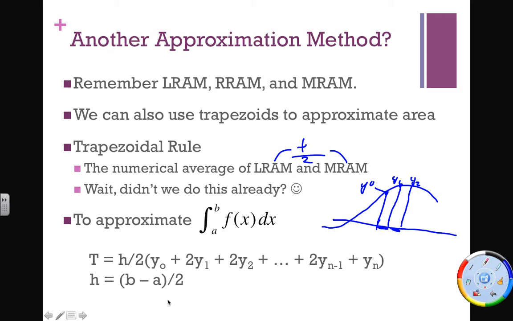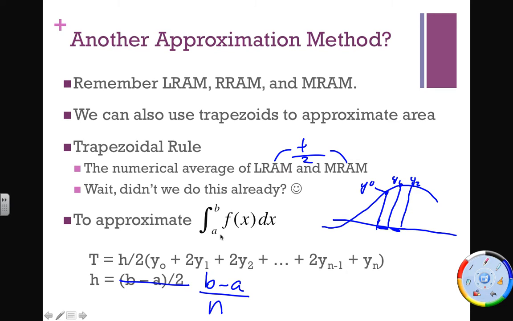Oops, I'm sorry. That is not 2. I was going to say, that didn't look right. Scratch that: b minus a over n. I don't know where the 2 came from because that didn't make sense. It has to be over the number of intervals that you're doing. All right, so h is equal to b minus a over n.